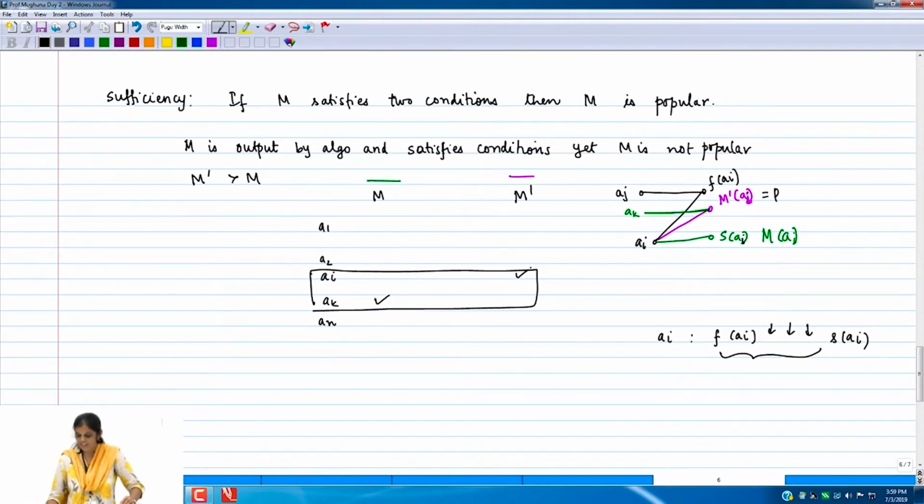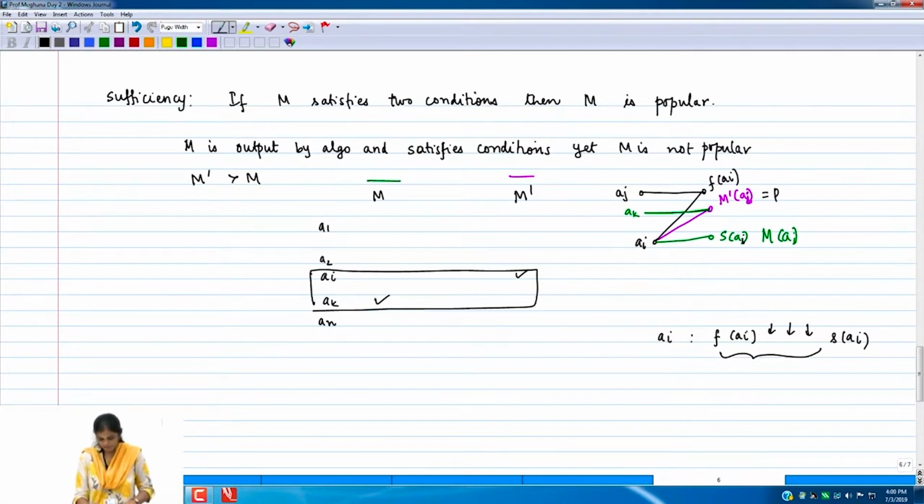Yeah, then the green matching cannot leave it unmatched. Yeah, so she's asking that can it be F of AI itself? It can be, and if there is no other applicant that treats it as a rank 1 post, then the green matching is not allowed to leave it unmatched. So therefore, it doesn't satisfy the conditions of the claim. Then we don't say anything about it, right?